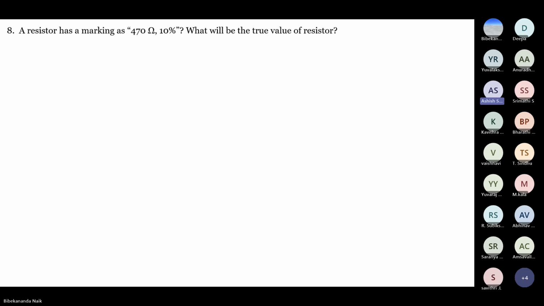The 470. No, the question says the resistor has a marking as 470 ohm and 10%. Then what will be the true value of the resistor? What are those two values within which the value of the resistor will vary? Since the tolerance is 10%, the resistance value will vary between two numbers. So what are those two resistance values?